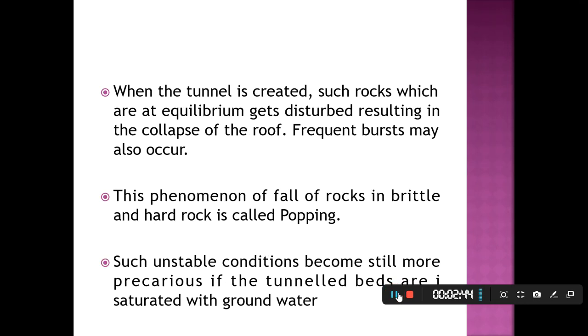intact. When the tunnel is created, such rocks which are at equilibrium get disturbed, resulting in the collapse of the roof. Frequent bursts may also occur. This phenomenon of fall of rocks in brittle and hard rock is called popping. Such unstable conditions become still more precarious if the tunneled beds are saturated with groundwater.